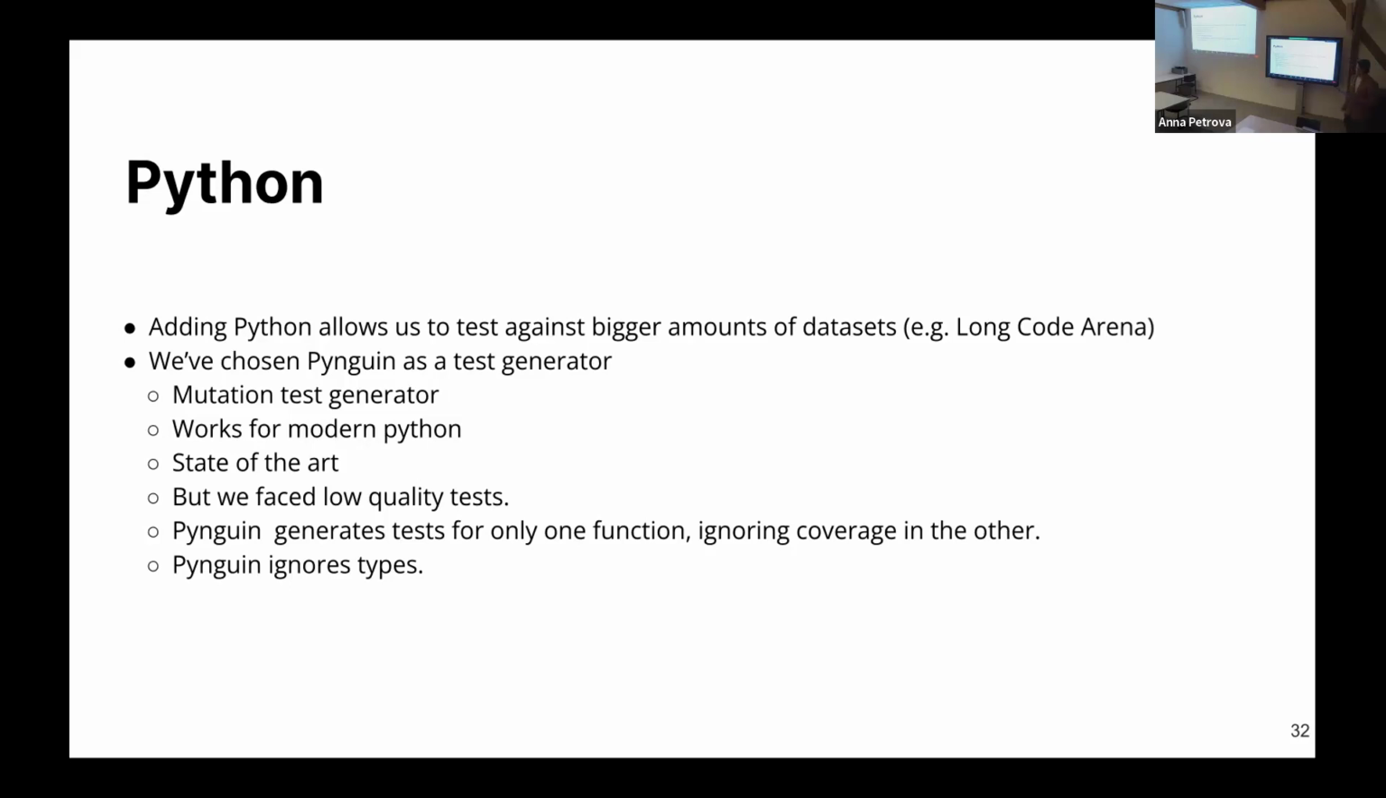But we face low quality of tests. Mainly it's because Pynguin generates tests for only one function, so it's ignoring coverage for other functions, and our implementations of these functions are just stubs as they were, and moreover it ignores types. Because of dynamic typing in Python, we have some problems with it.